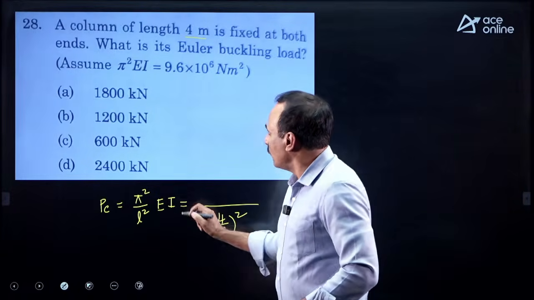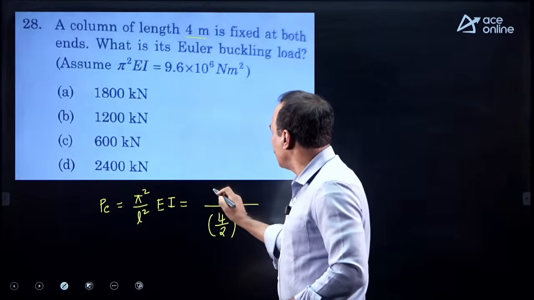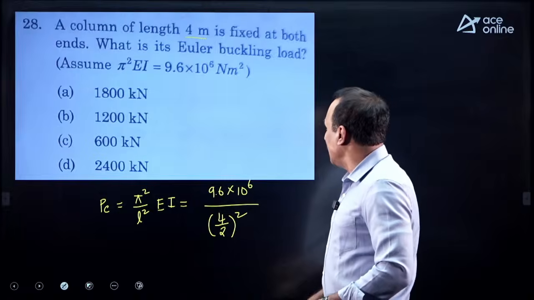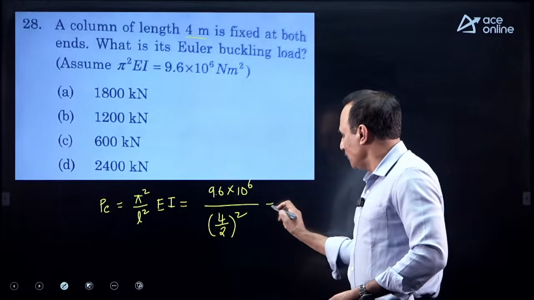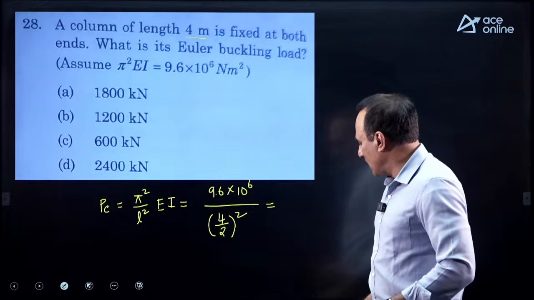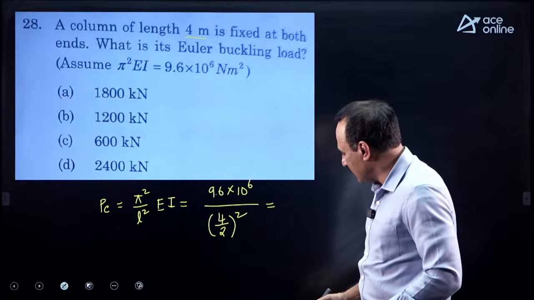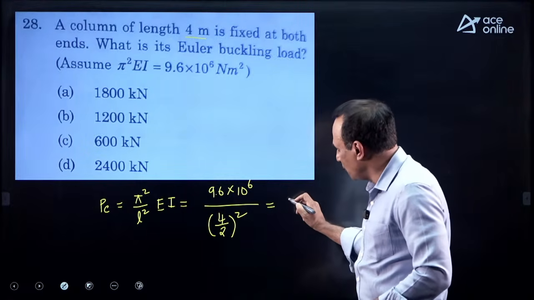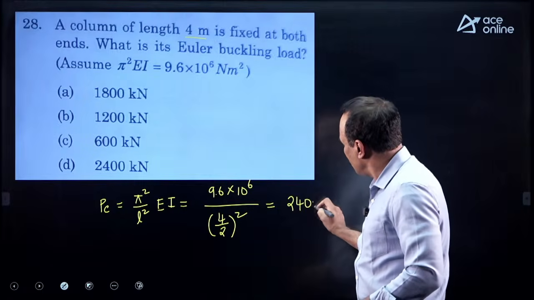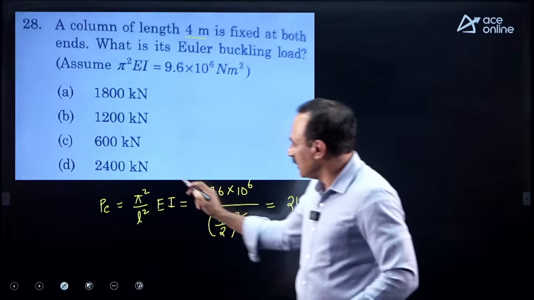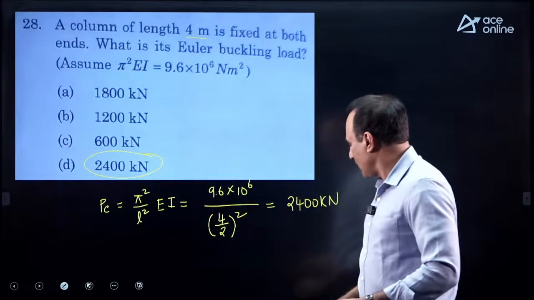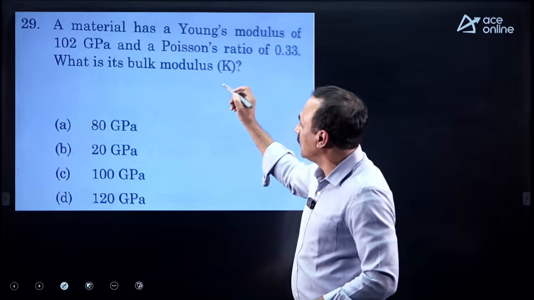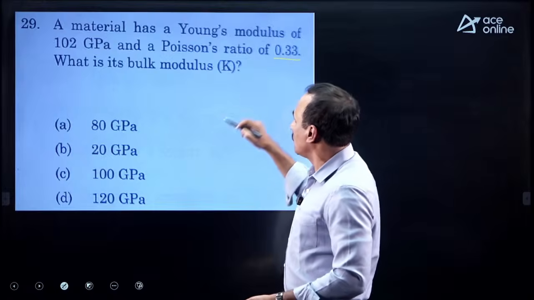Pi square EI value is given as 9.6 into 10 power 6 Newton meter square. If you simplify this, there is no need of a calculator, you can directly simplify this. It becomes 2400 kilonewton. So, answer is option D directly.